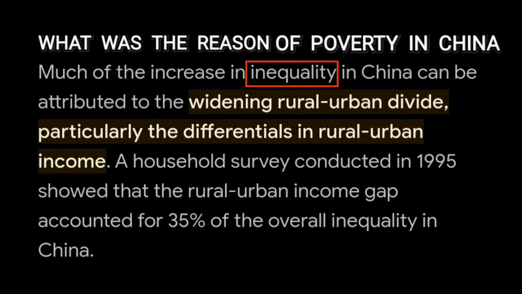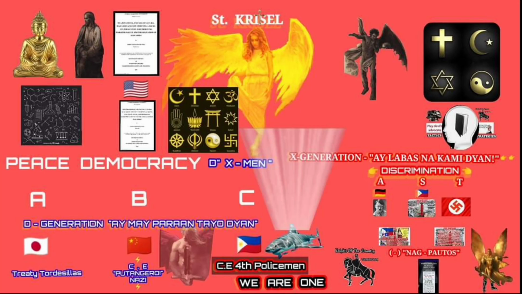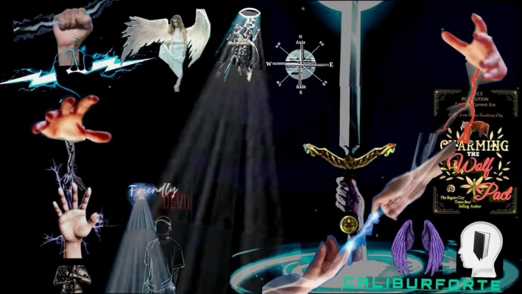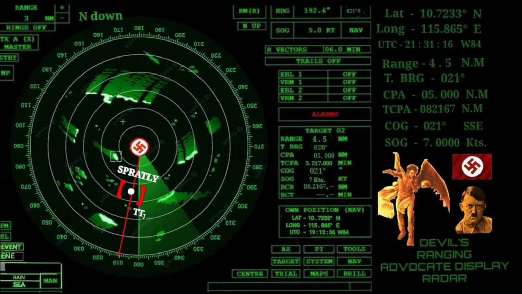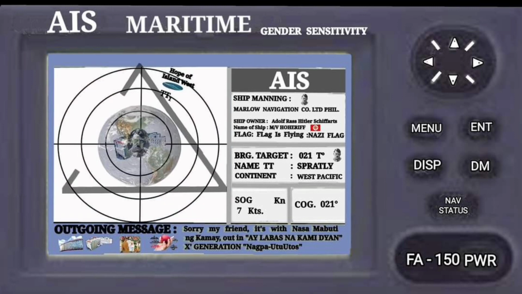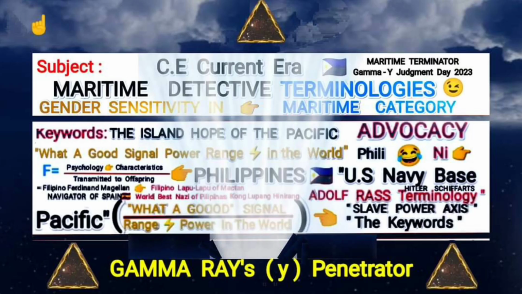Numero 1, inequality. Ay, labas na kami dyan. Ayan, tulad halimbawa. Kaya kinuha, because you cannot provide security for the safety of the Asian country.